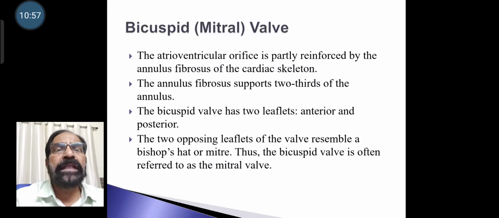The bicuspid valve has two leaflets, anterior and posterior. The two opposing leaflets of the valve resemble a bishop's hat, or mitre. Thus, the bicuspid valve is often referred to as the mitral valve.